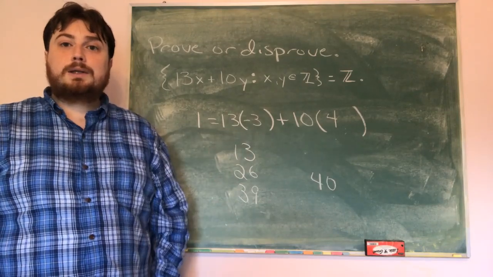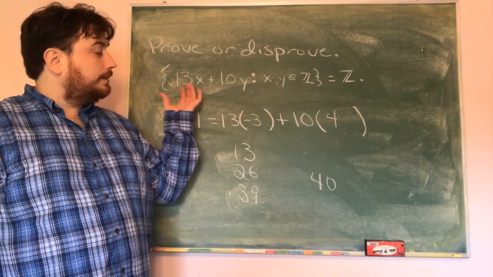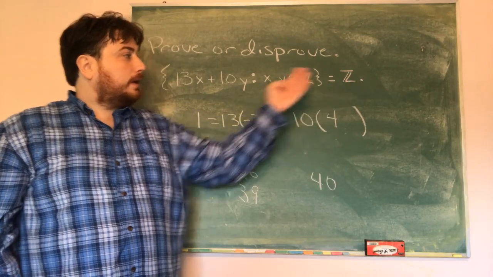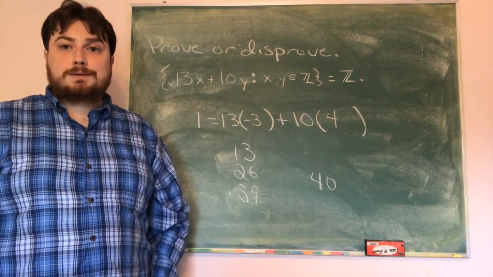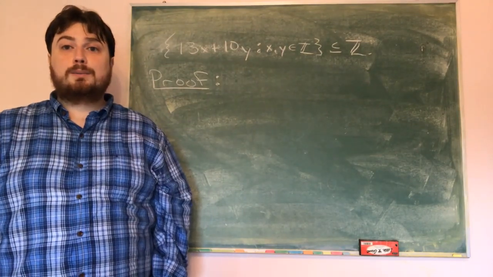Now that's really going to help me say that this theorem is going to be true, because I think I can write every integer of this form, and I know everything of this form is also an integer. We are now ready to write up our formal proof.